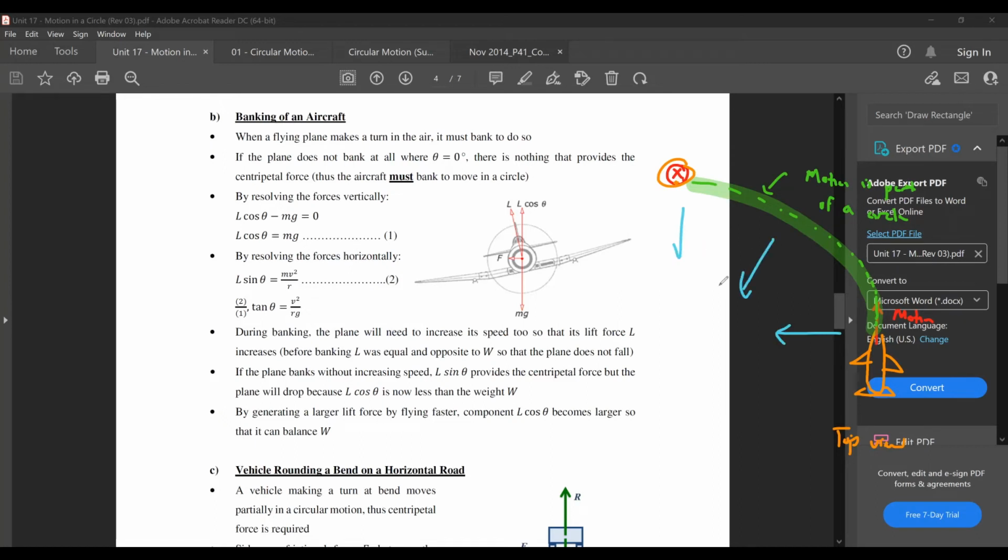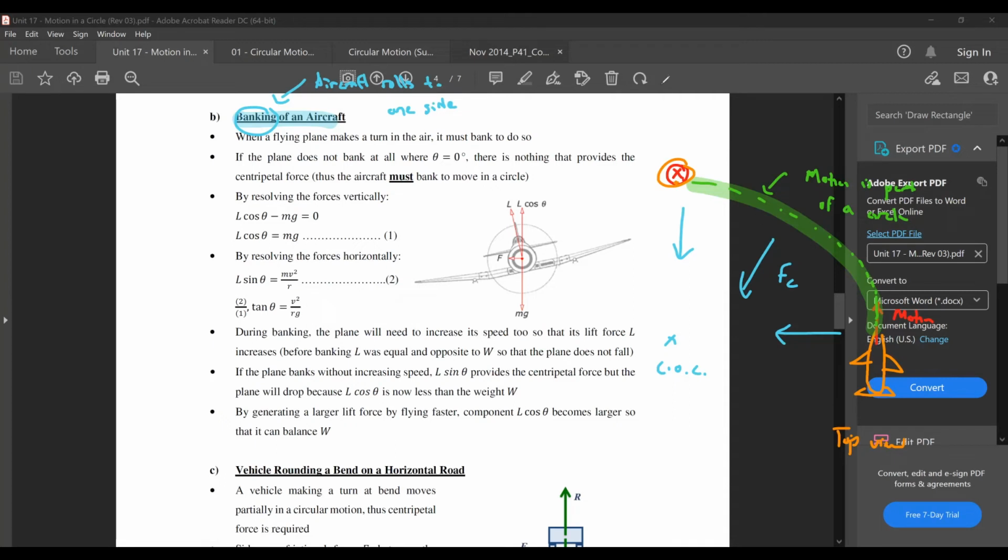centripetal force that's directed towards the center of the circle, which allows it to move in a circle in the first place. Now, when an aircraft is trying to turn in the air, when it's trying to make a circle in the air, one thing to note is that the aircraft must actually bank in order to move in a circle. Now, what is banking of an aircraft? Banking simply means that you are actually rolling to one side. The aircraft rolls to one side. It tilts to one side.